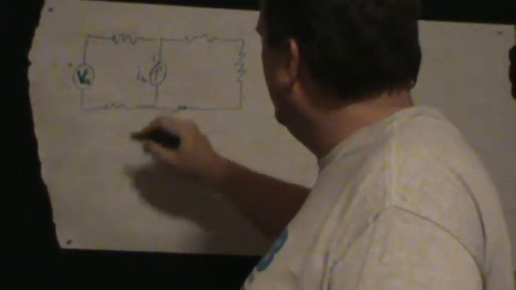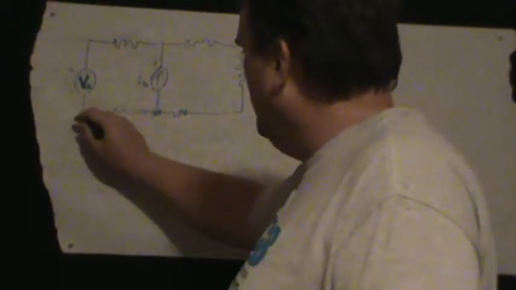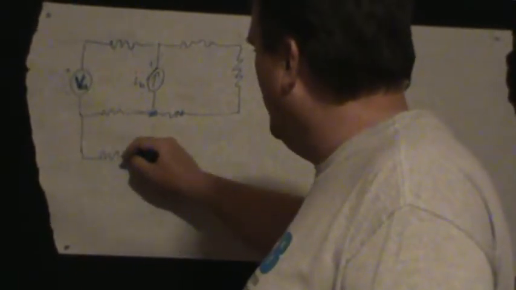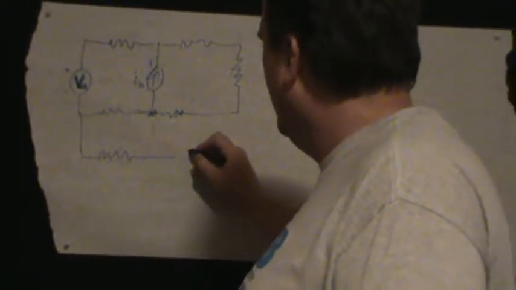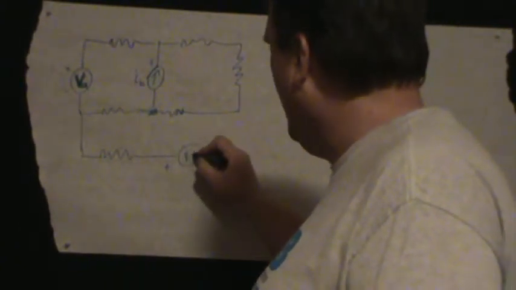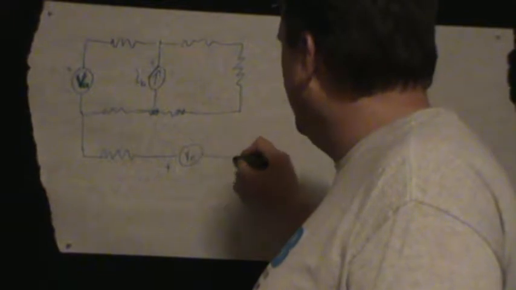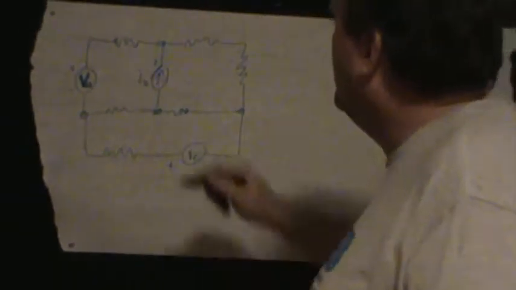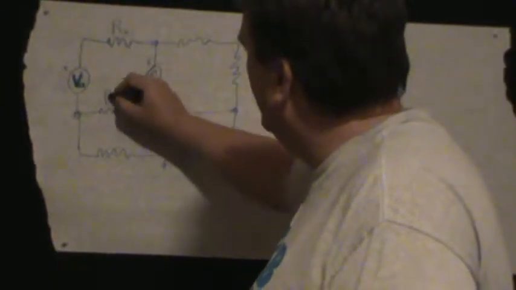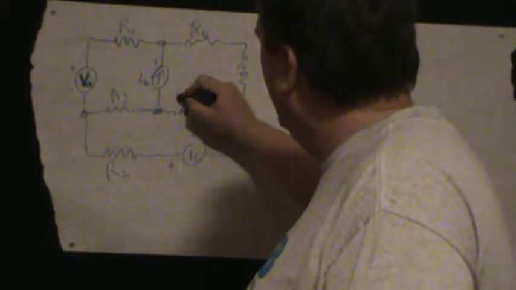And I've got a resistor and a resistor. Maybe I should stick a resistor there too. Maybe we'll come around here, put a resistor down here, and put a voltage source here, which is, let's say, VC. So I've got a little circuit, and we'll make the resistors R1, R2, R3, R4, R5, R6.